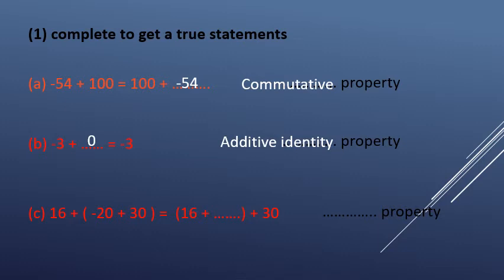16 plus negative 20 plus 30 equals 16 plus what plus 30? The missing number here is negative 20. And this property is called the associative property.